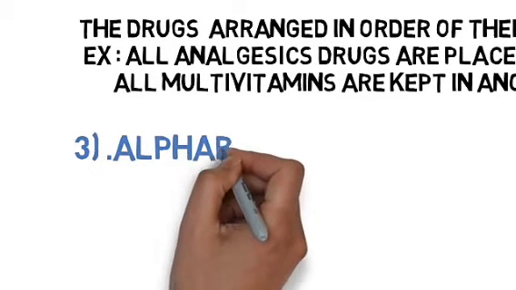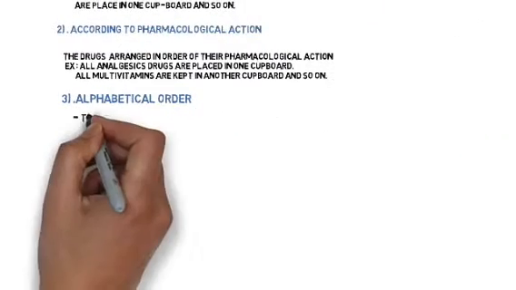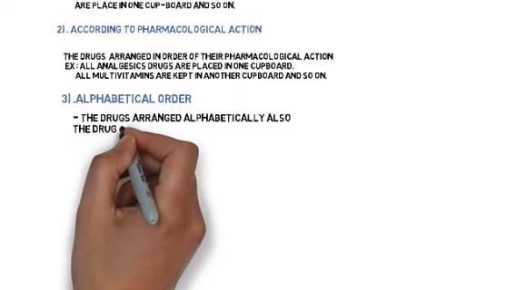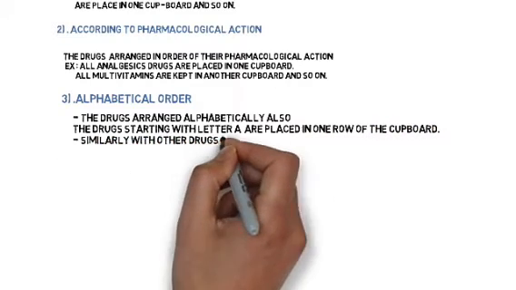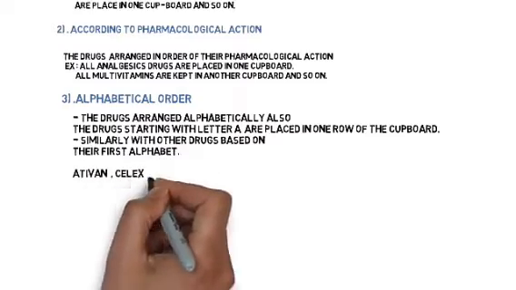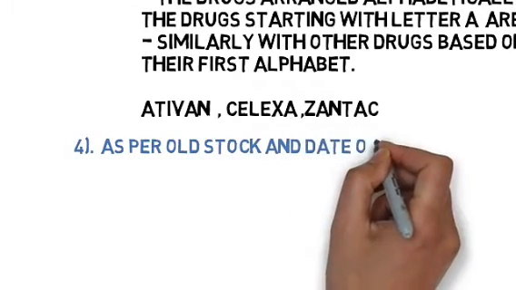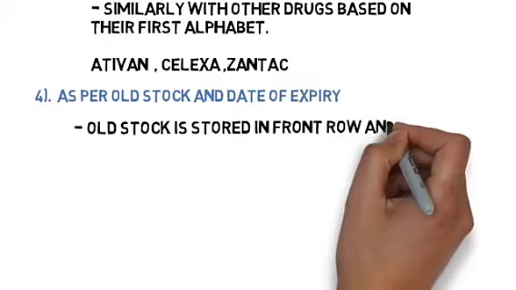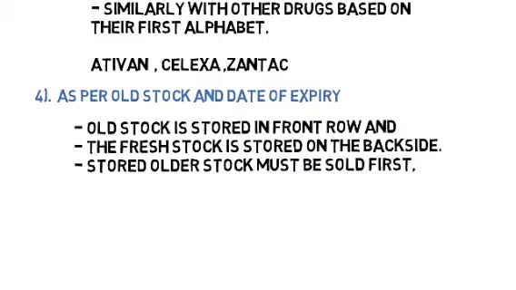We will discuss third arrangement, according to the alphabetical order. In this method of arrangement, the drugs are arranged according to the alphabetical order. The drugs starting with letter A are placed in one row of the cupboard. Similarly with the other drugs based on the first letter of the alphabet. For example, Ativan, Celexa, Zantac. And fourth one is as per old stock and date of expiry. The old stock is stored in front of the row and the fresh stock is stored on the back side. The stored old stock must be sold first.